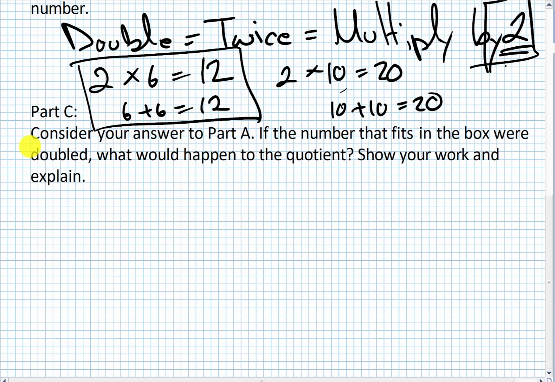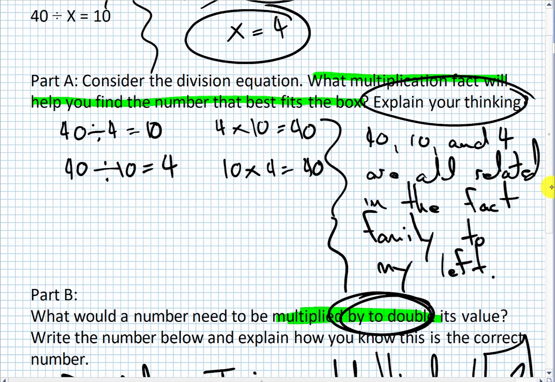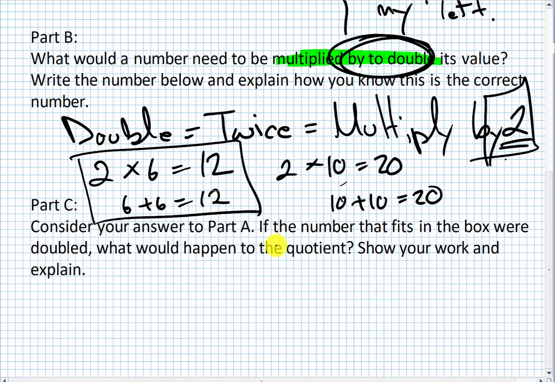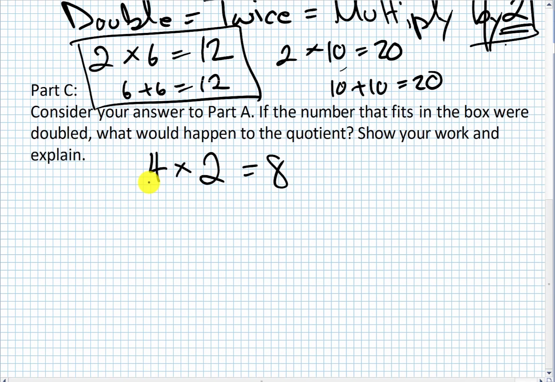Part C says, consider your answer to part A. Our answer to part A was 4. Okay? If the number that fits in the box were doubled, what would happen to the quotient? So the answer to part A was 4. If we double 4 or multiply 4 by 2, we get 8. Okay? If we go back up to the original problem, it said 40 divided by x equals 10. So what happens if we replace 4 with 8?